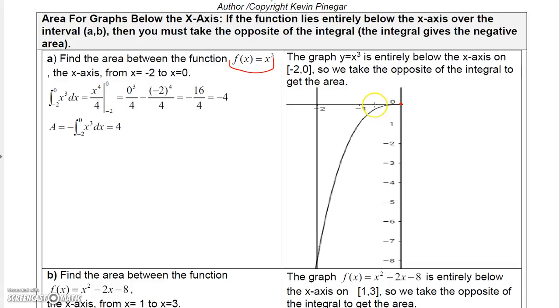So you're actually trying to find the area between the x-axis and this function. But notice that this function lies entirely below the x-axis, and so when you integrate this function from negative 2 to 0, it's actually going to give you negative the area. So you have to know that. So integrate this from negative 2 to 0, and you're going to get negative 4. But that's not the area. To get the area, you're going to have to take the opposite of that, and so that's going to be 4.